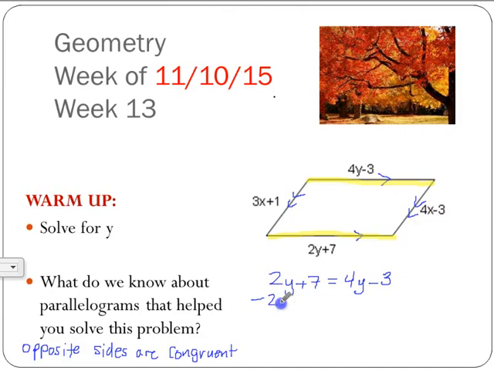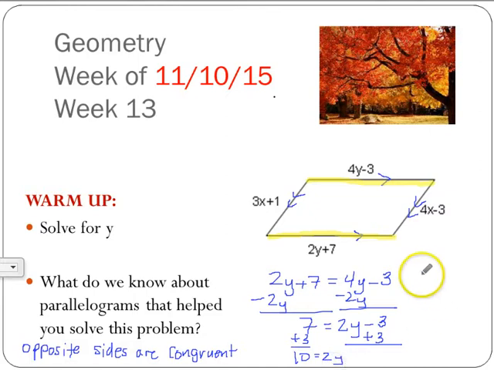So I'm going to start by subtracting 2y from each side. When I do that, I'm left with 7 on the left. 4y minus 2y is 2y, and I've still got that negative 3. So we need to add 3 to both sides now so that we can work on getting that y all alone, and now we've got 10 equals 2y. We're almost done. 10 equals 2y. Our last step is to divide each side by 2. And we get 5 equals y, and that's our final answer.